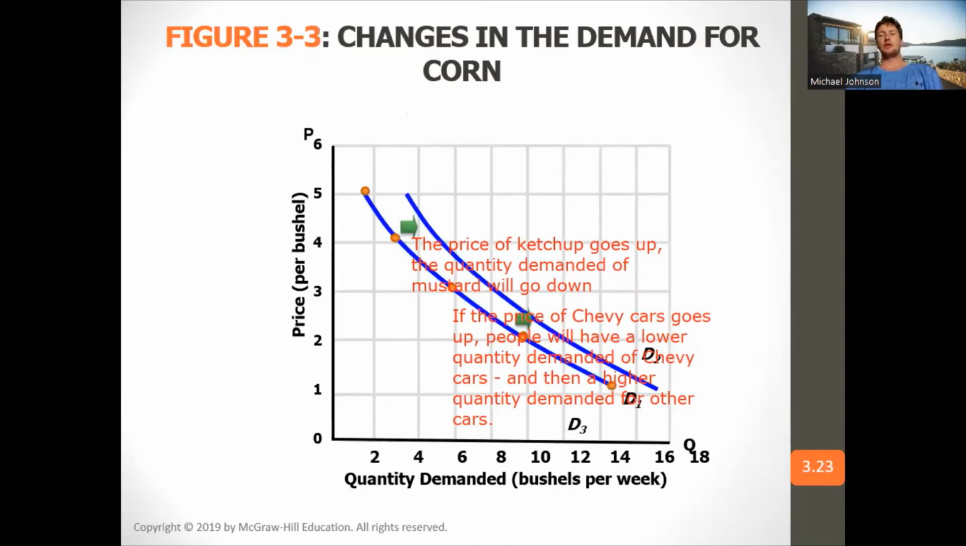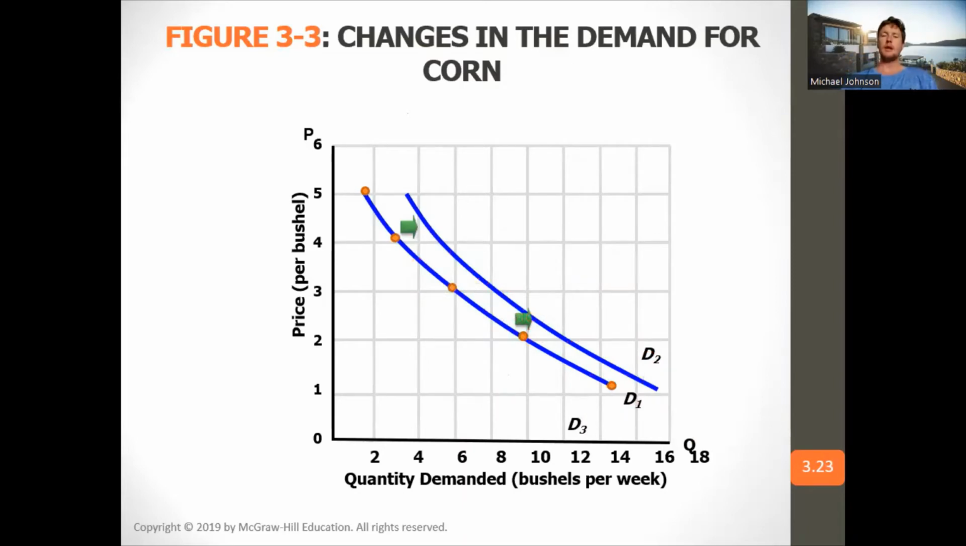So this is a change in demand for corn. If the demand for corn increases, the demand curve will shift right. So they will demand more, more bushels, basically.